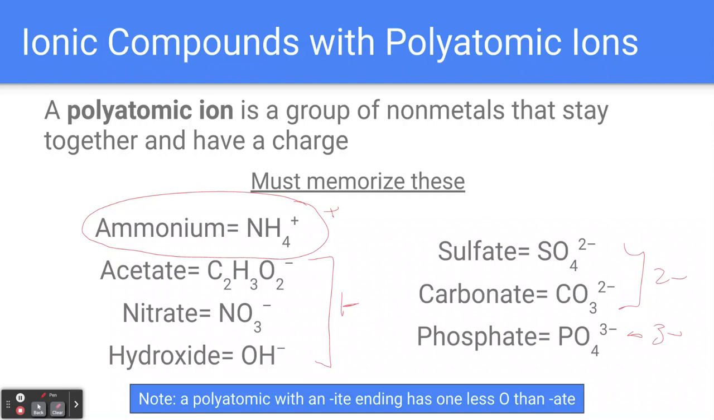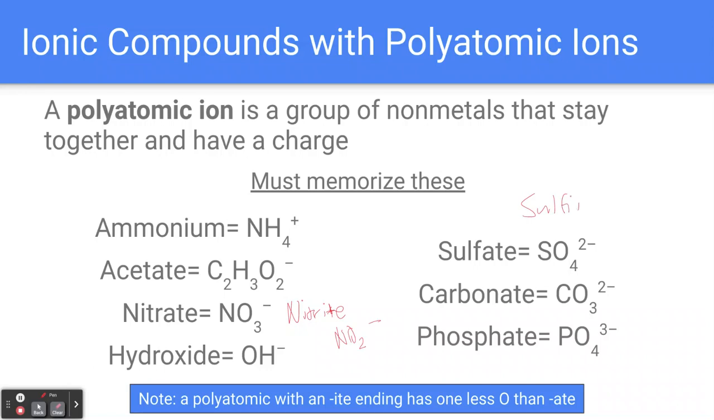Now, the little note at the bottom is more so for like when we get into acids, or if you ever see anything that's very close to these but slightly different. If a polyatomic ion ends in ite, it has one less O than the ate. So what does that mean? Well, nitrate is NO3 minus. Nitrite with an ITE ending is going to be NO2 minus. Okay? Sulfite would be SO3 2 minus. So you can see there that we've got that difference of 1 oxygen.